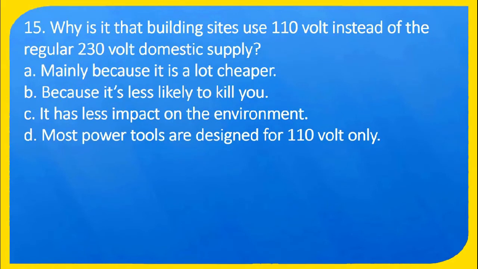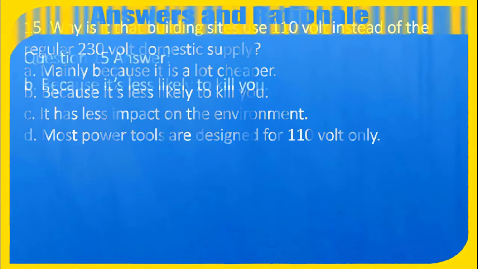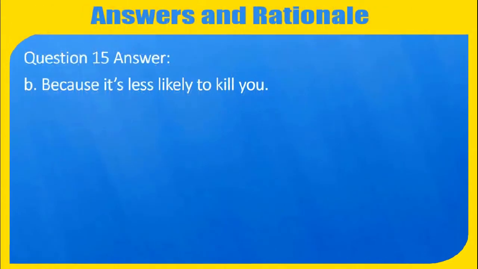Question 15. Why is it that building sites use 110 volt instead of the regular 230 volt domestic supply? A. Mainly because it is a lot cheaper. B. Because it's less likely to kill you. C. It has less impact on the environment. D. Most power tools are designed for 110 volt only. Question 15. Answer. B. Because it's less likely to kill you.